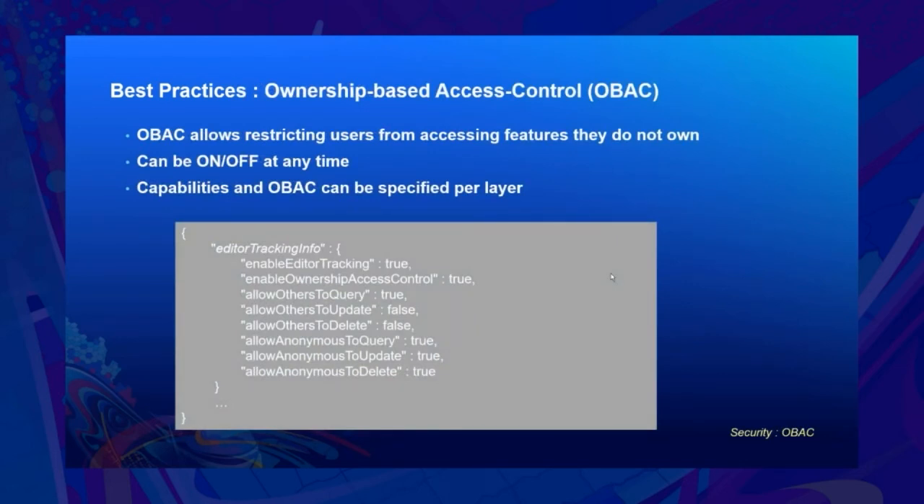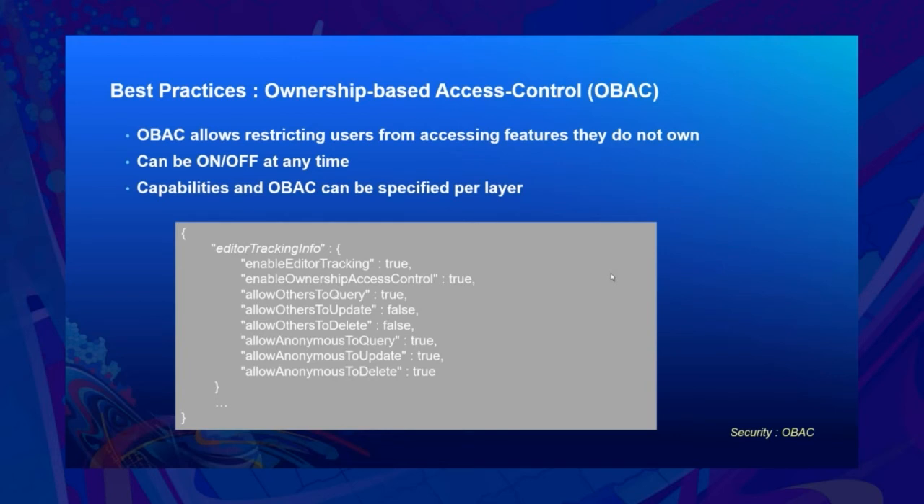Ownership-based access control gives you one more extra ability to secure your data at the feature level. So it will allow you to restrict users from accessing features that they don't own. You can turn it on and off at any point in time, and the capabilities and ownership-based access control can be specified now per layer, which is something that we recently added to the online feature services, and it's coming soon to the enterprise as well.